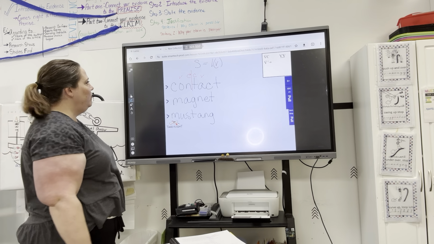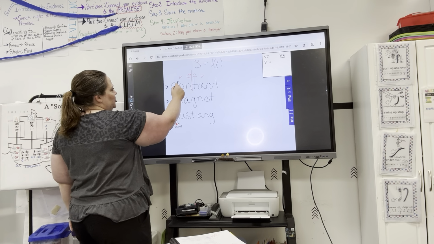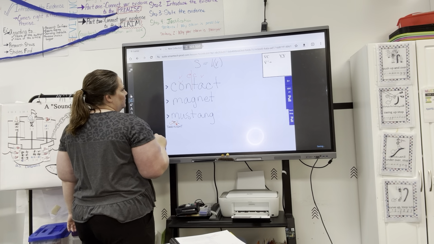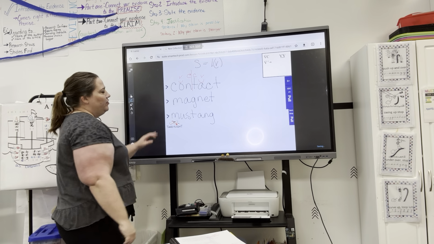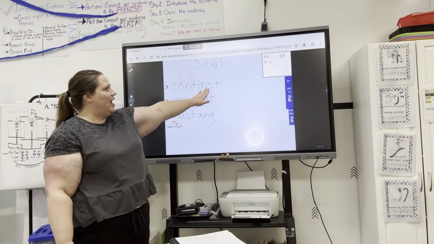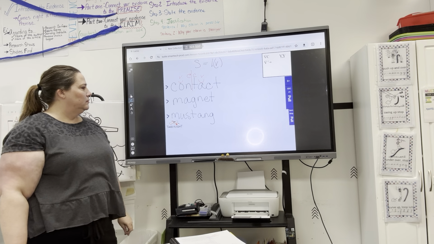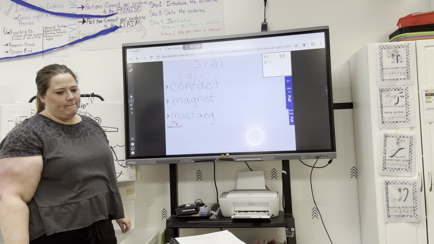And now we need to code it. A vowel in a closed syllable is short, code it with a brief. The word is contact. Okay, next word, magnet.